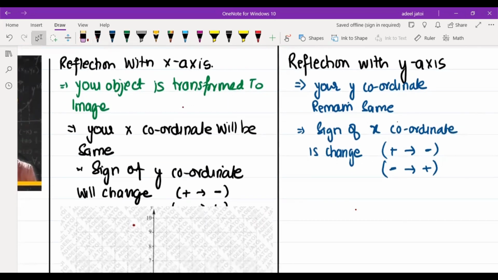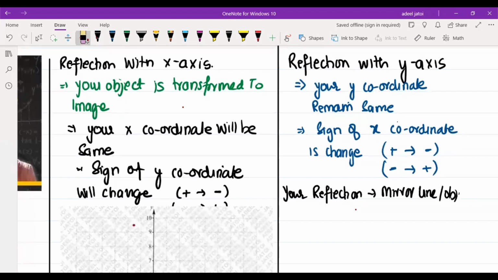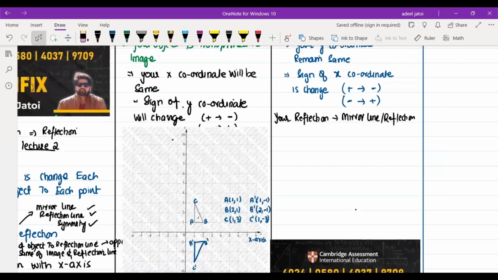But we can always consider this as, remember, your reflection is through the mirror line, between the object and the image. And here, the middle line and reflection line, you need to understand, is basically the y-axis. So the object's distance from the reflection line will be the same as the image's distance from the reflection line.